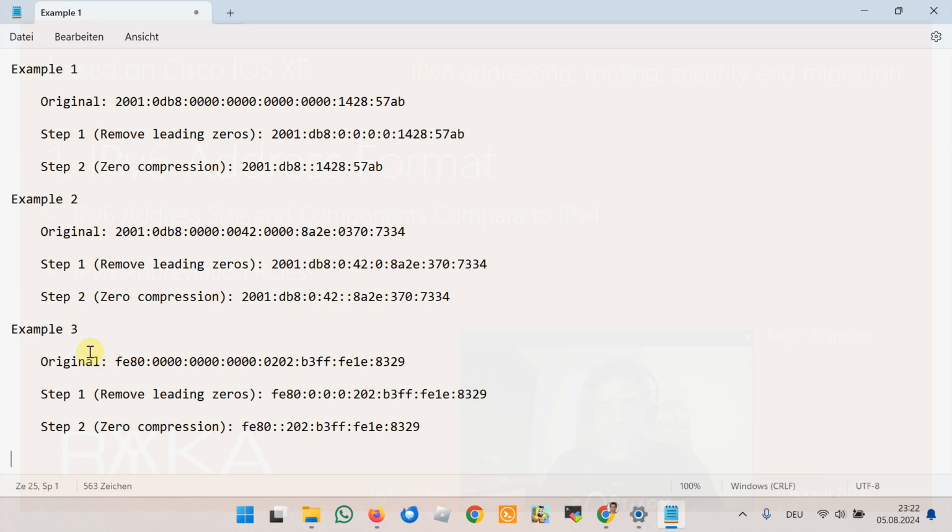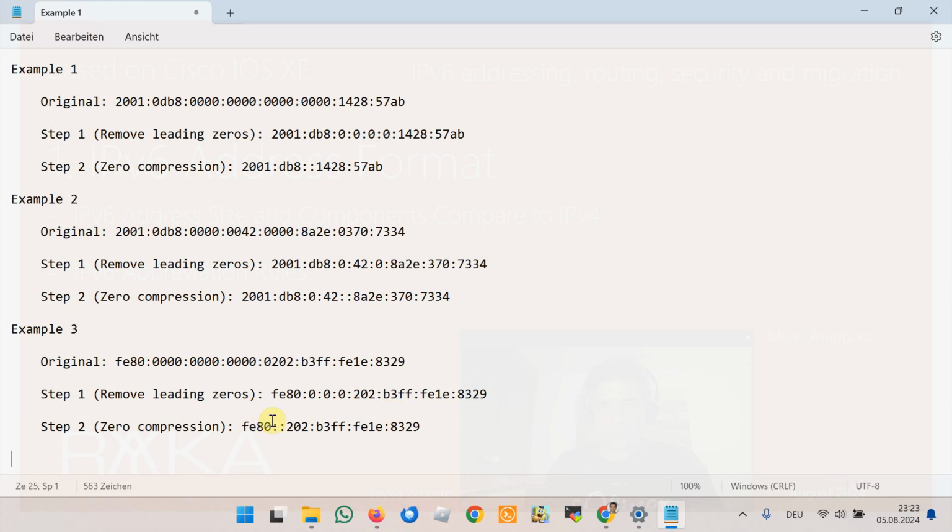And the third example, this is the original IPv6 address. In the first rule, we are allowed to remove the leading zeros in each group, and this is the summarized version of the IPv6 address by the first rule. Then we are allowed to remove these 3 zeros and replace them with a single double colon. And this is the summarized final version of the IPv6 address.